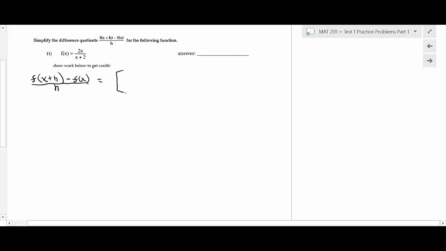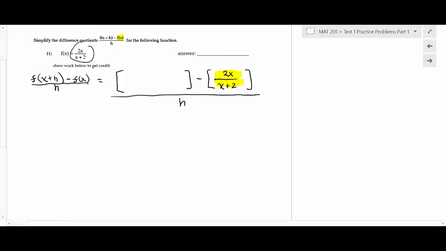So what you have in here is always, when you set this up, just draw two big brackets and the whole entire thing over h. So the first thing is f of x. F of x goes there, and f of x is just what I gave you. So that is going to be 2x over x plus 2. And then f of x plus h goes here.